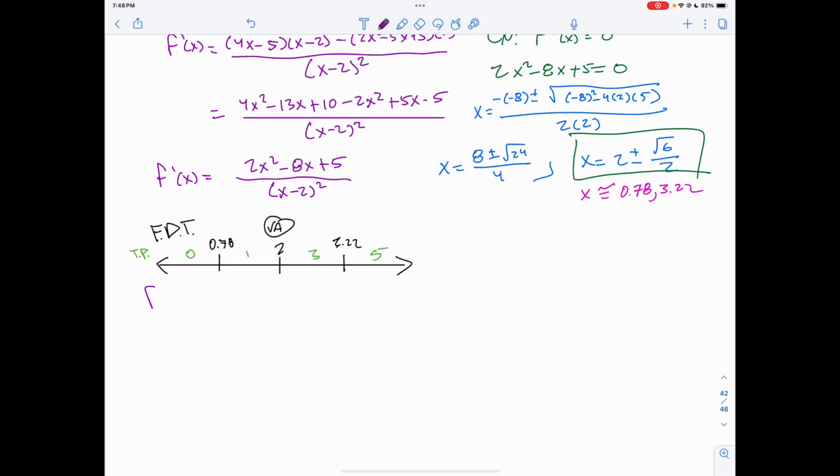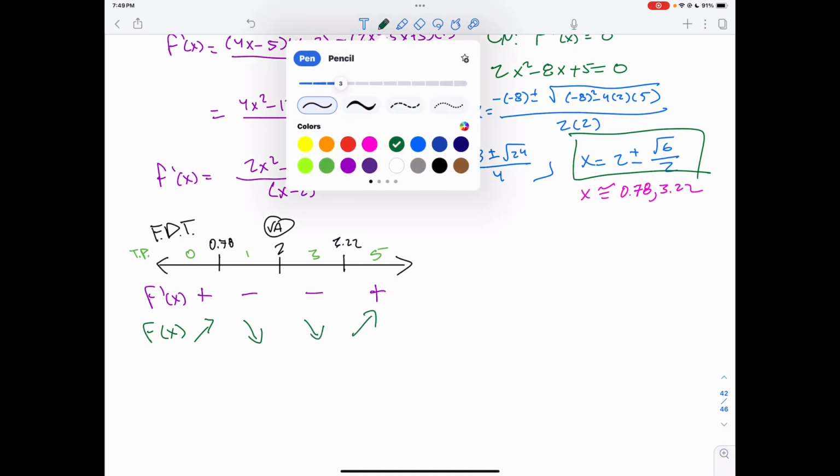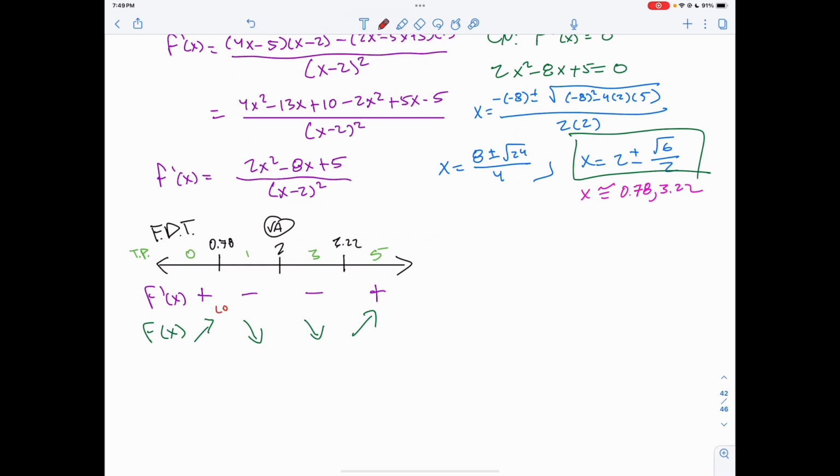And what I find is f prime of x is going to go from being positive to negative to negative to positive, which means that my function is going to go from increasing to decreasing to decreasing to increasing, where we can see that we have a local max here, we have a local min here, and we know in between them that is our vertical asymptote.